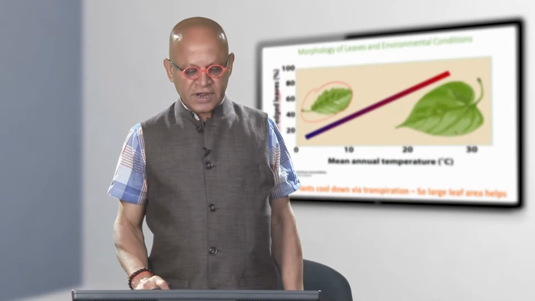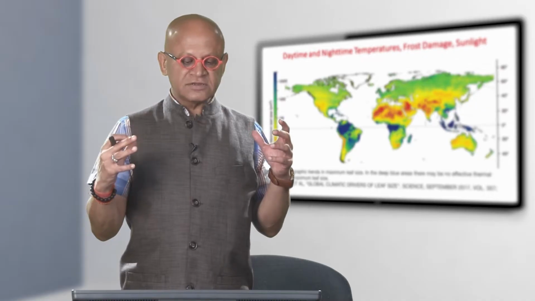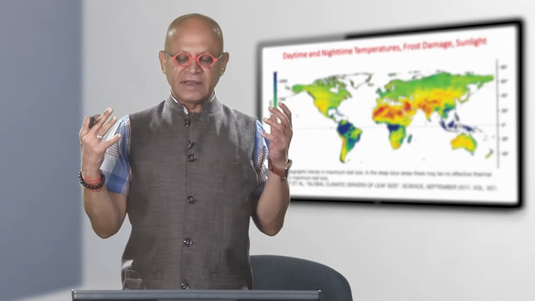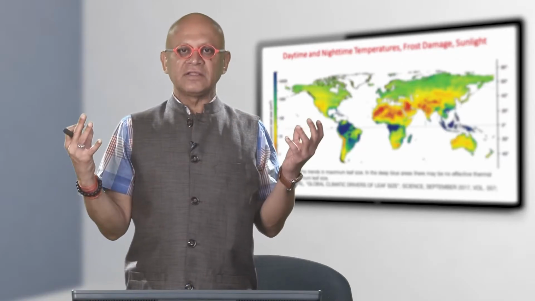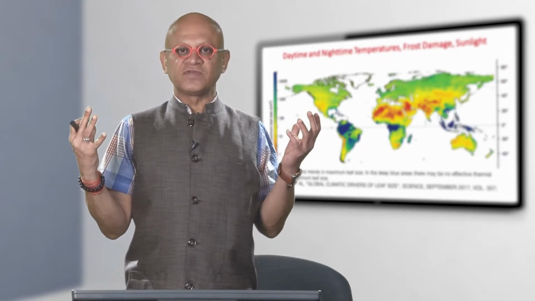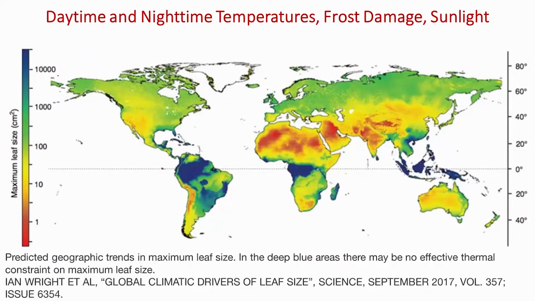If you look at a map, if you build a model that considers the impact of daytime and nighttime temperatures, frost damage and sunlight, what can the model say in terms of the distribution of leaves we can expect? So, here is a global map showing the maximum leaf size in centimeters squared, going from close to 0 to more than 10,000 centimeters squared.